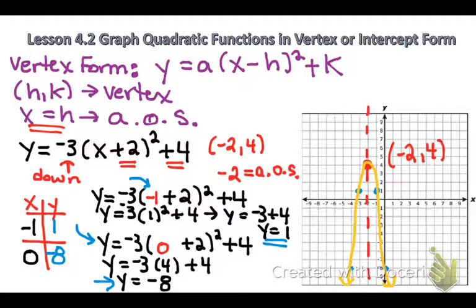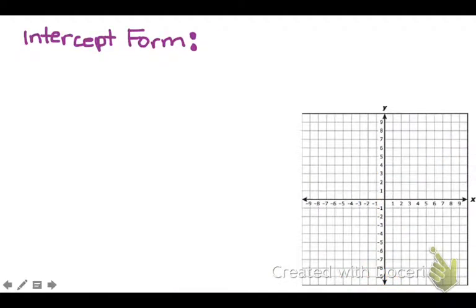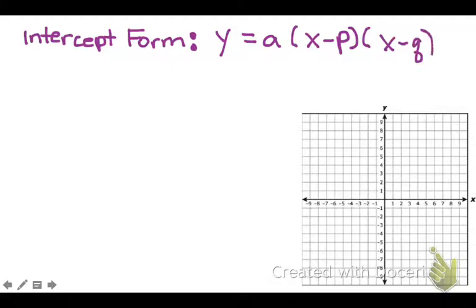Next, we'll take a quick look at intercept form. Intercept form is y equals a times the quantity x minus p times the quantity x minus q. p and q are the x-intercepts, and the axis of symmetry is halfway between the x-intercepts. So we would say x equals the quantity p plus q divided by 2. And again, we're going to use the a to determine if it opens up or down.